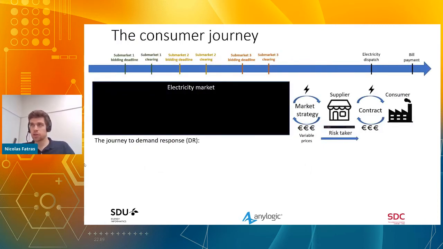Now, what we're going to try to do in this simulation is go on a consumer journey. So essentially, starting with fixed prices, which is what the industrial consumer is facing at the beginning, we're going to start implementing what's called implicit demand response with variable prices throughout the day to try to reflect these price variations in the electricity market. But again, it's only the supplier artificially varying the prices to try to reflect these market dynamics.